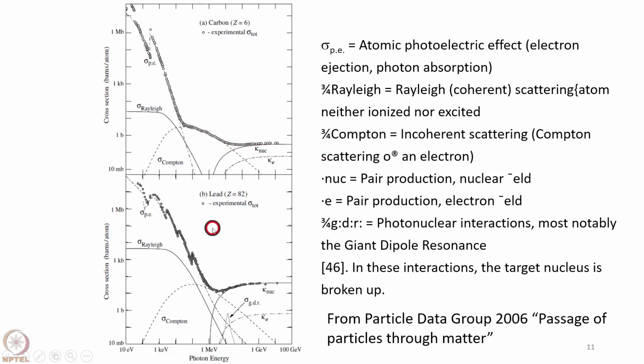This takes over at relatively higher energies in the case of carbon because of the low Z of the target, and this is the way it changes for lead, where the pair production takes over at a few MeV itself.